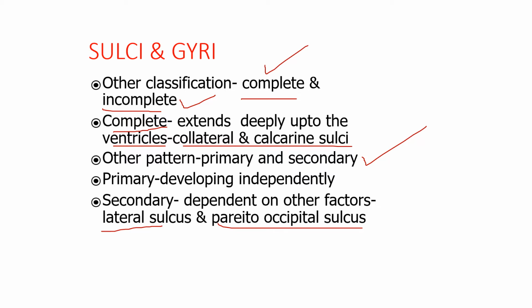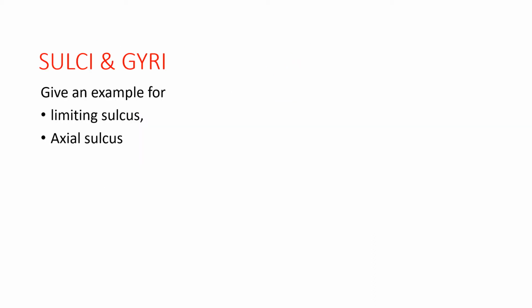One is functional, another is complete and incomplete, and another is depending on the development, that is primary and secondary. So this is the quiz time. We have a question for you. Give an example for limiting sulcus and axial sulcus. Have you answered? Okay, we will move on to the next slide.